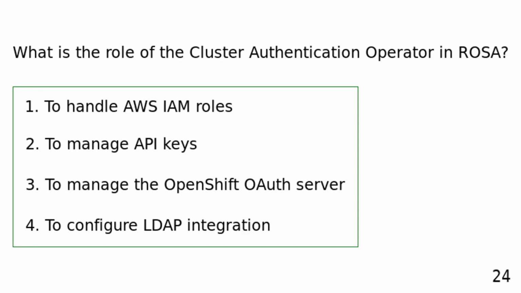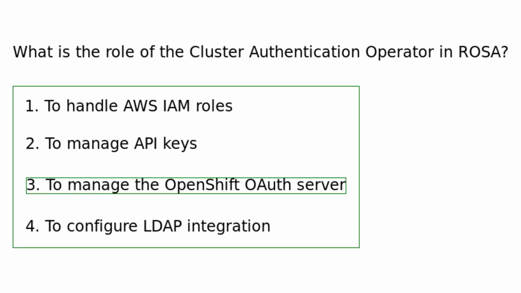What is the role of the cluster authentication operator in ROSA? To handle AWS IAM roles. To manage API keys. To manage the OpenShift OAuth server. To configure LDAP integration. The cluster authentication operator in ROSA manages the OpenShift OAuth server, handling authentication.